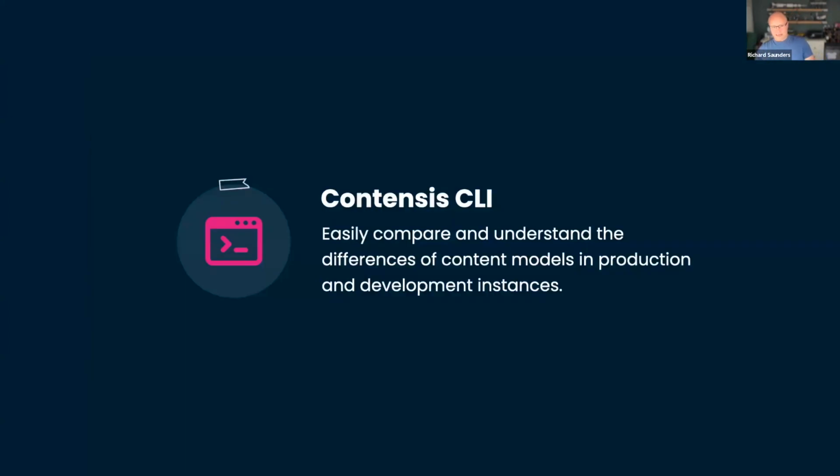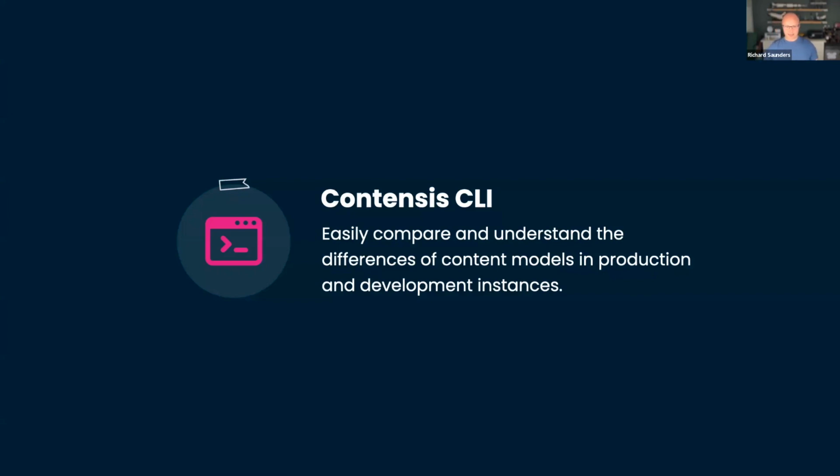Not quite released this feature, but we had a really nice demo of this on Monday. You can now compare and understand the changes in content models between your production and development instances as well. So you can see what changes have happened on dev that are not in production and compare those and look to make those changes. So yeah, lots of additions to the CLI.